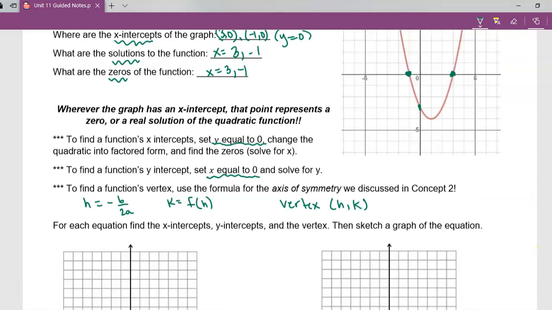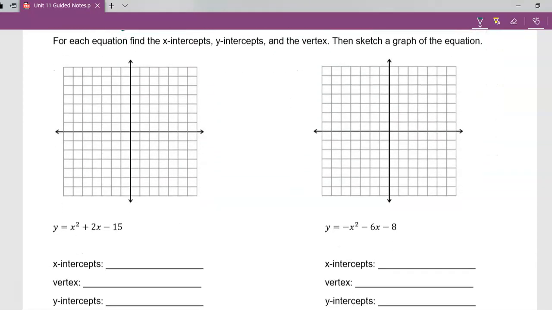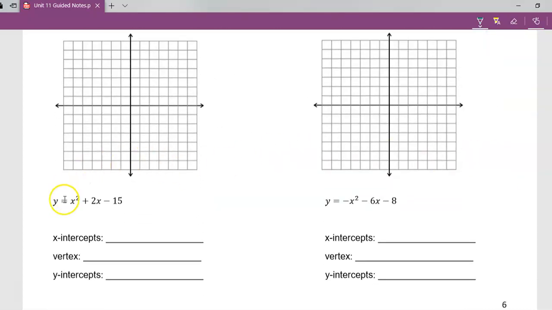Okay, so for each equation, find the x-intercepts, y-intercepts, and the vertex and sketch the graph. So y equals x squared plus 2x minus 15. The x-intercepts are found by putting y equal to 0. And in order to actually solve or find those zeros or those solutions, we need to change this to factored form. A is equal to 1.